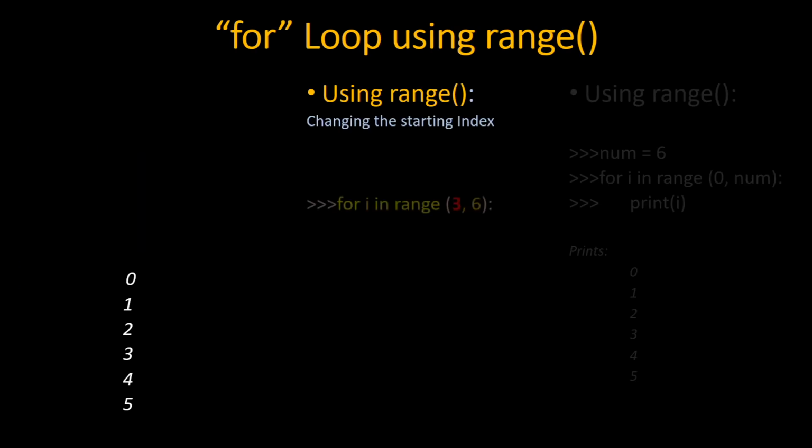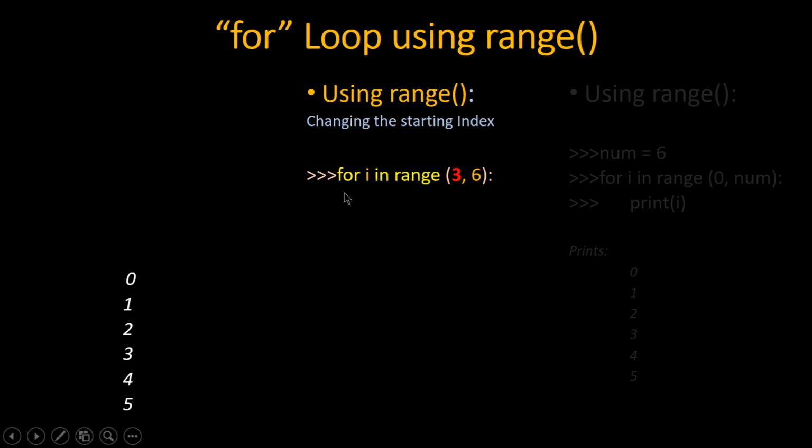So I have a small example in which I have a for loop, in which I have a range of 3 comma 6. The starting value is 3 and our ending value is 6. So when I print i, it will give 3, 4, 5. The indexes 0, 1, 2 are ignored and it started from index 3.